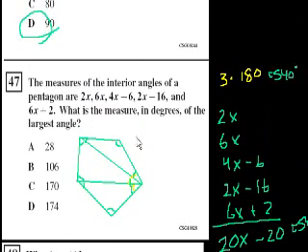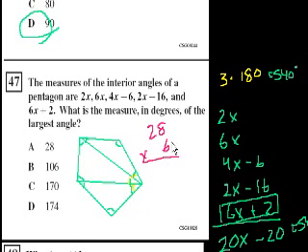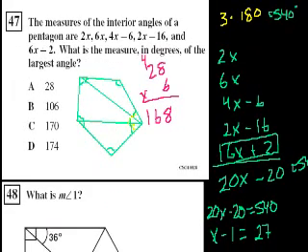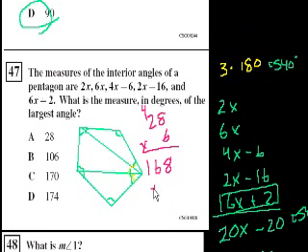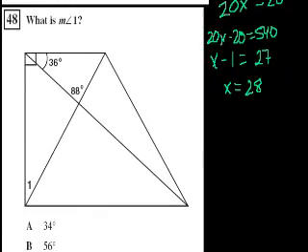And they want to know the measure in degrees of the largest angle. Well, that's going to be this one, right? That's the largest one. It's 6 times x plus 2. So 6 times 28, what's 28 times 6? It's 48, 2 times 6 is 12, plus 4 is 168. So it's 168 plus 2, so it's 170 degrees. Choice C.